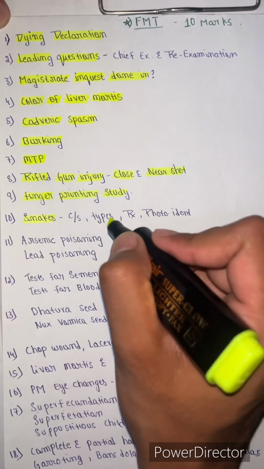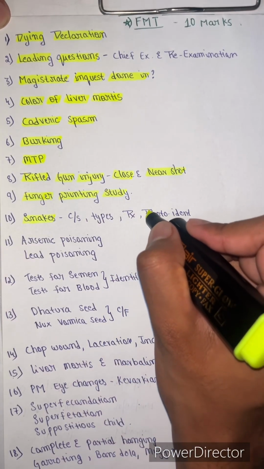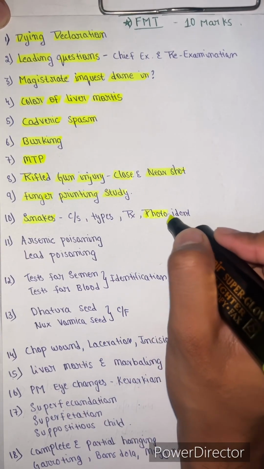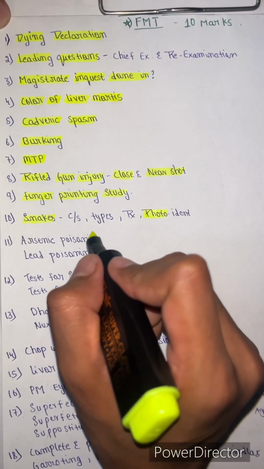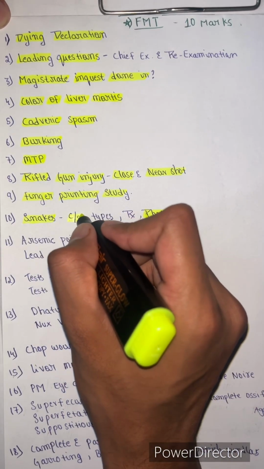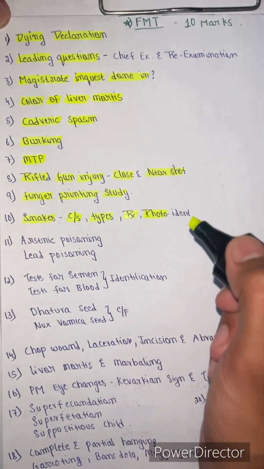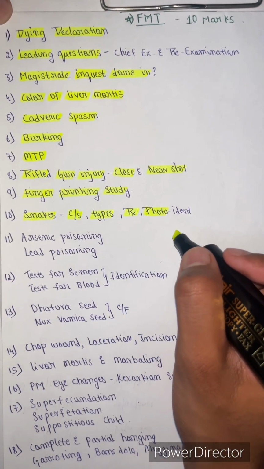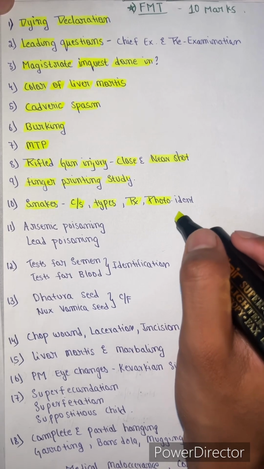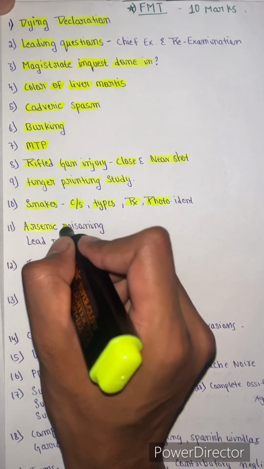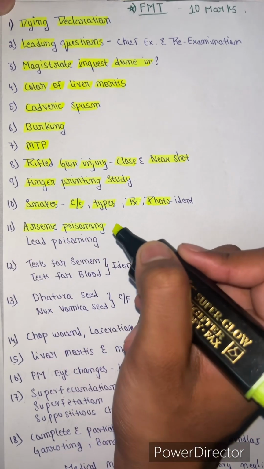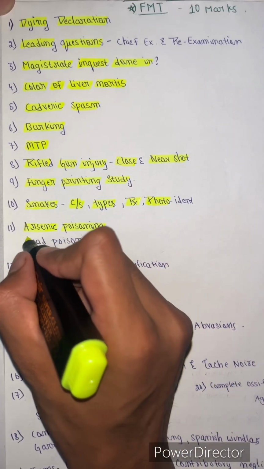Snakes. In snakes, you need to identify the snakes by looking at the photograph. Number one. Number two, you need to know the different clinical features seen in different snake bites. Next, you need to know the treatment, how you will manage a case of snake bite. This is very important. Snakes. Next, we have arsenic poisoning and lead poisoning. Both are very important. Know about arsenic poisoning and lead poisoning both very well.